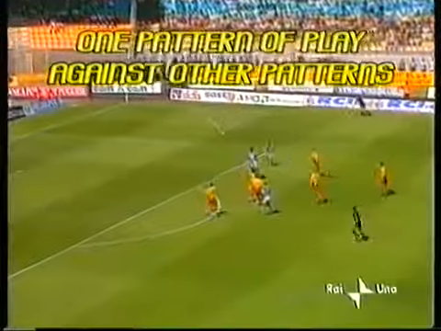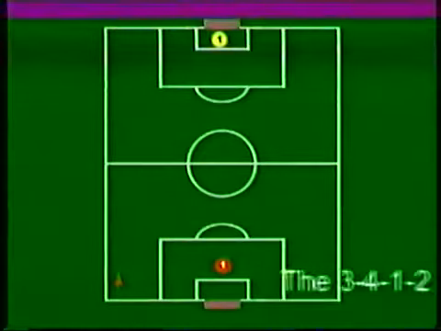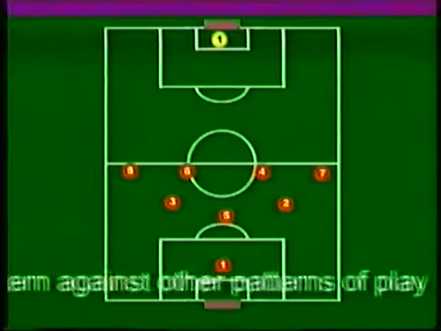One pattern of play against other patterns. The 3-4-1-2 pattern against other patterns of play.